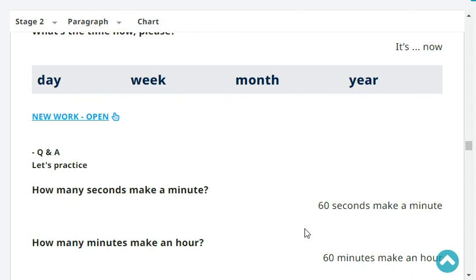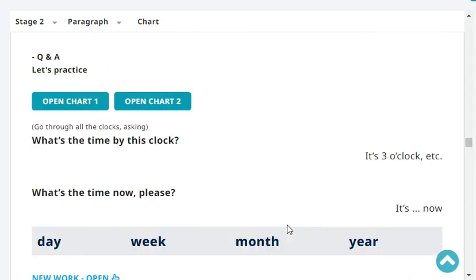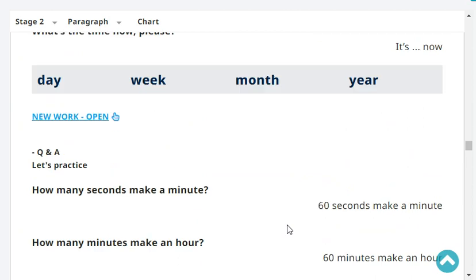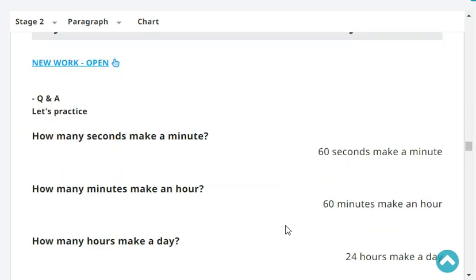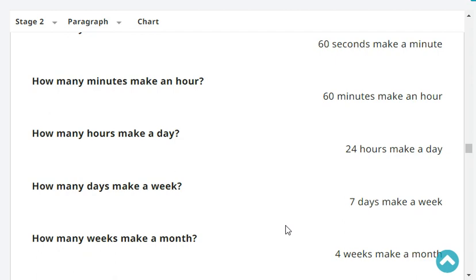Very good. Okay, how many seconds make a minute? Sixty seconds make a minute. How many minutes make an hour? Sixty minutes make an hour. How many hours make a day? Twenty-four hours make a day.